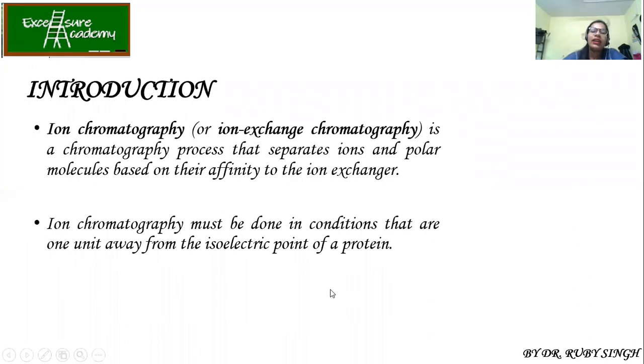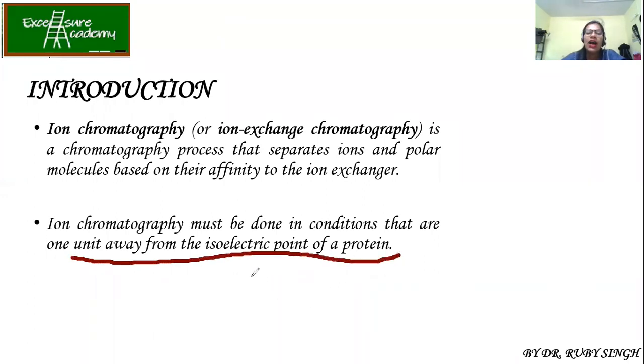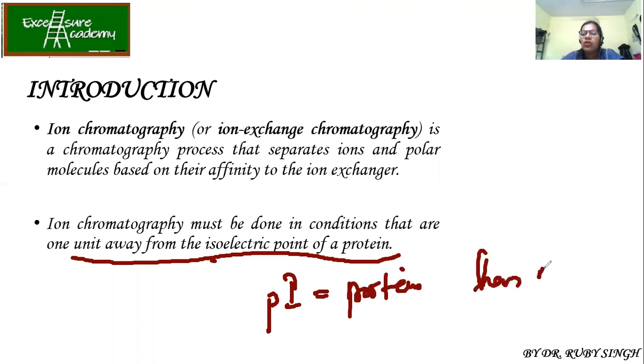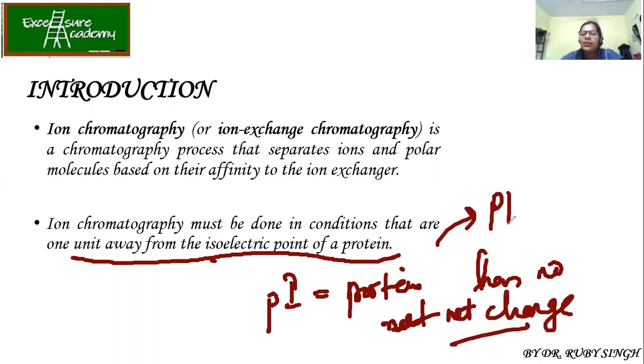So it must be done in conditions that are 1 unit away from the isoelectric point of a protein. Now, why is this point important? It has to be 1 unit away from the isoelectric point of the protein, because we know that at the isoelectric point, pI, the protein has no net charge, right? No net charge. So what happens when there is no charge on the protein? It just precipitates out. So what will happen? You are not able to proceed with your protein purification. Okay.